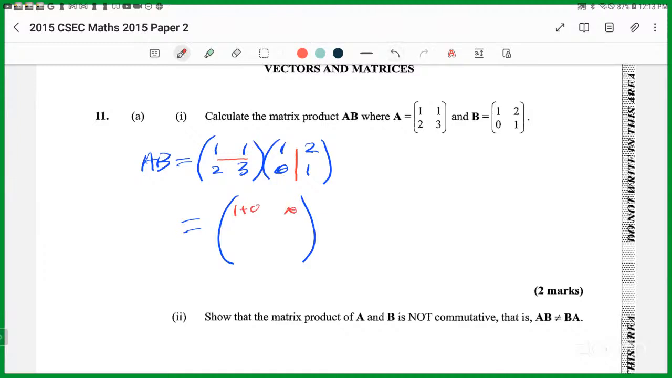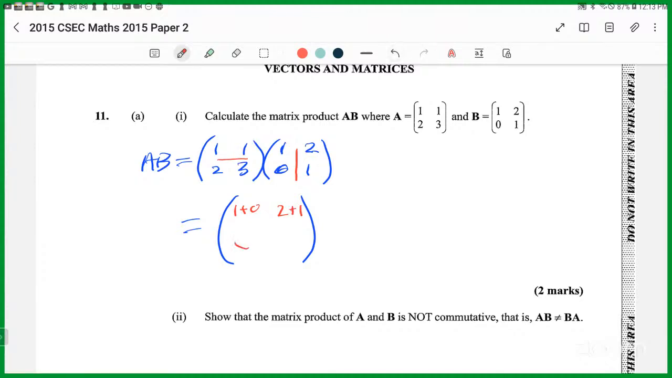And the value over here is this first row, second column. That's where it is positioned. So it's first element times first element, second element times second element. So that becomes 1 times 2, 1 times 1. 1 times 2 is 2, and 1 times 1 is 1.